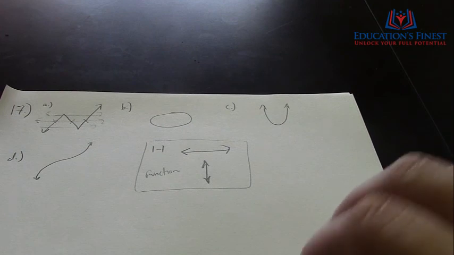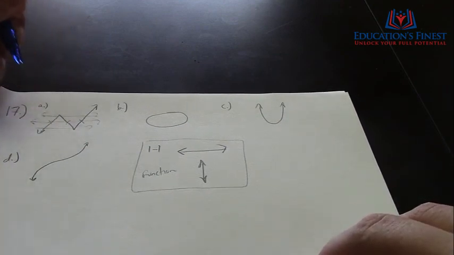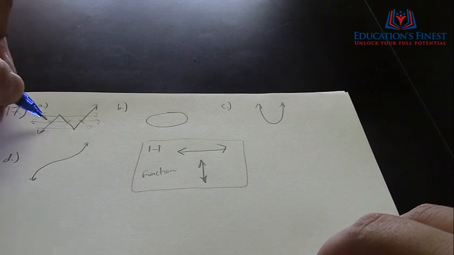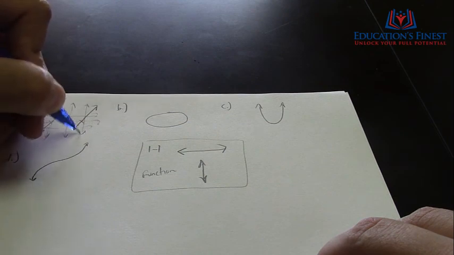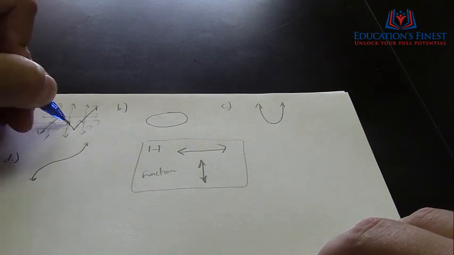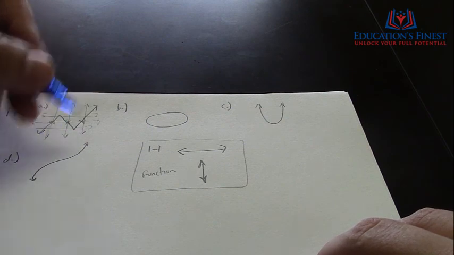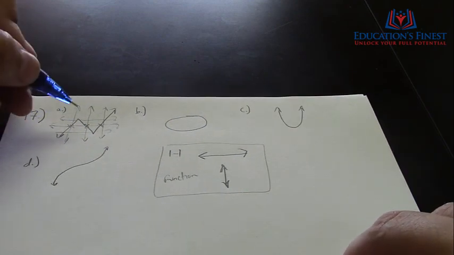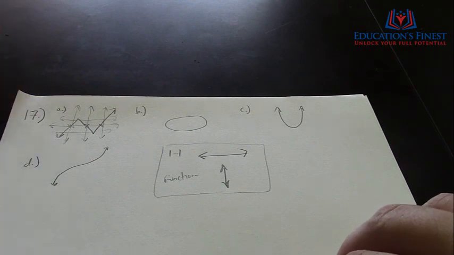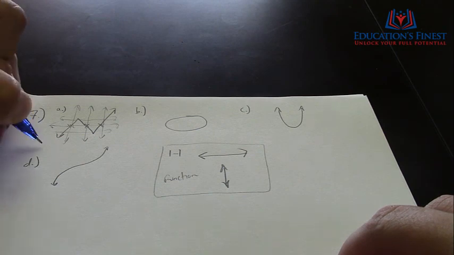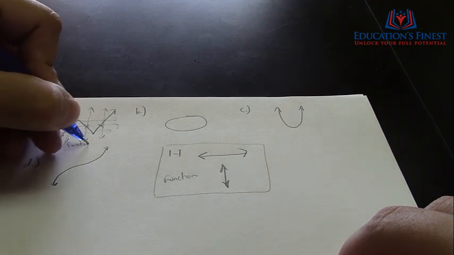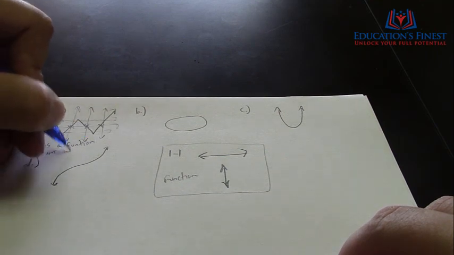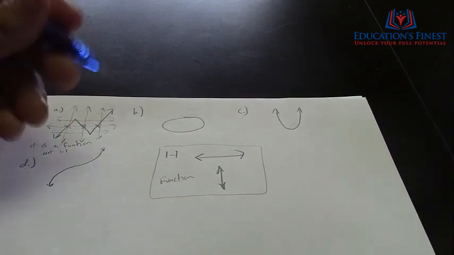So it's not one-to-one, but is it a function? So you can imagine now you're doing the vertical line test, up and down, and it hits here, it hits here, it hits here. There's no spot vertically that this graph gets hit more than once. So it's not a one-to-one function, but it is a function. Okay? And that's it. So we're just going to do that for all of these.